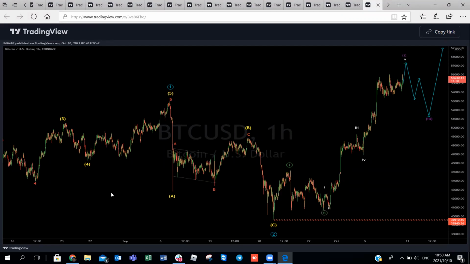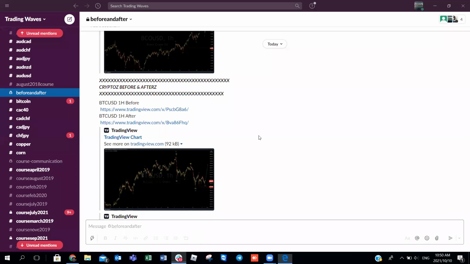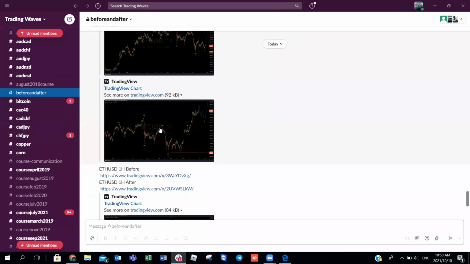Let's have a look at the rest. I'm going to show you the rest of the structure on Bitcoin. We did not only focus on this 1 hour, we focused on Bitcoin from around here. That is going to make a move down and it's going to make a move to the upside. That is the power of wave analysis. It enables you to forecast multiple moves ahead. Okay, so that was Bitcoin. Let's have a look at the rest here. So this is now Ethereum.